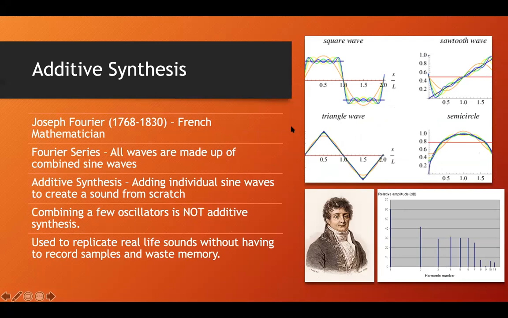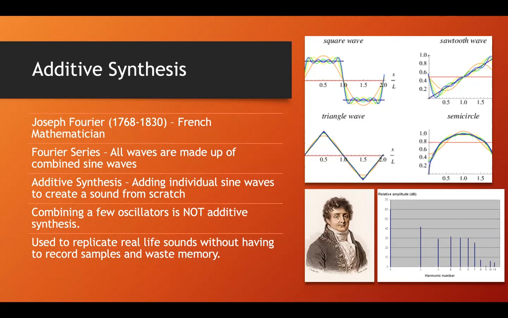So additive synthesis, we're going to talk about this man right here, Joseph Fourier. He was a French mathematician back in the 1700s, 1800s. And he created the idea of the Fourier series, which I talked about last week, is the idea that all complex sounds are made up of combined sine waves. So sine waves combined together create different sounds. That's where you get the idea of harmonics.